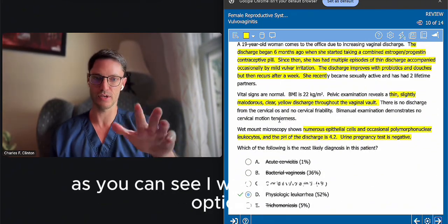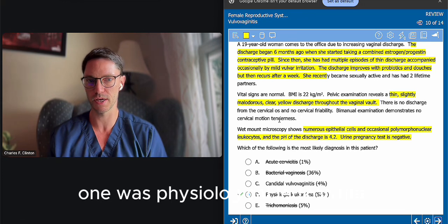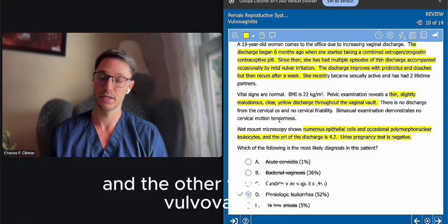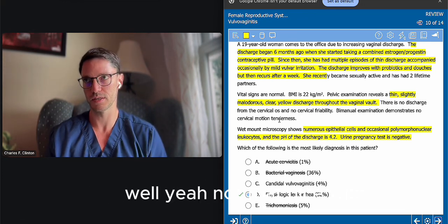So I got this question correct. As you can see, I was between two options. One was physiologic leukorrhea, and the other was candidal vulvovaginitis. So I have to tell you a nice little story. Well, probably not that nice.